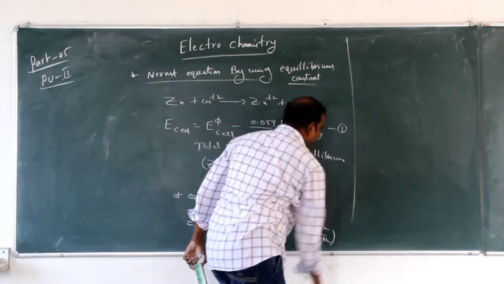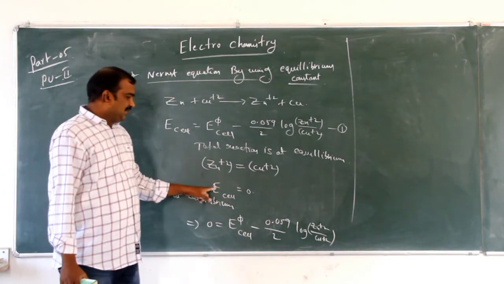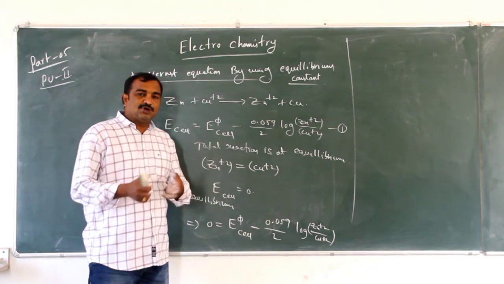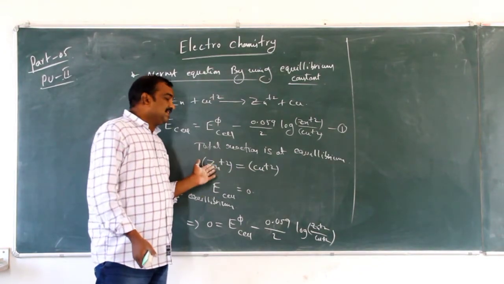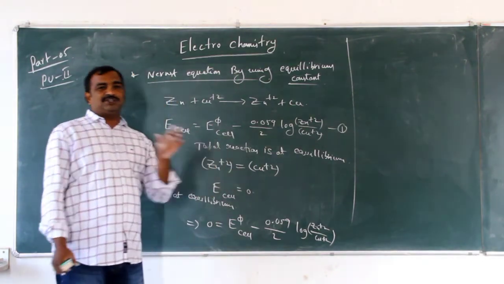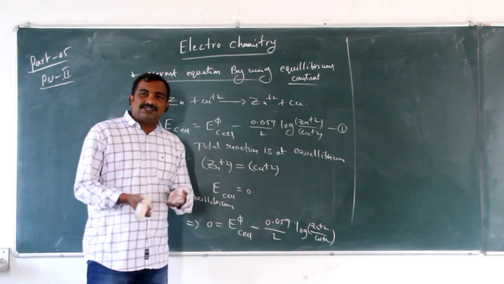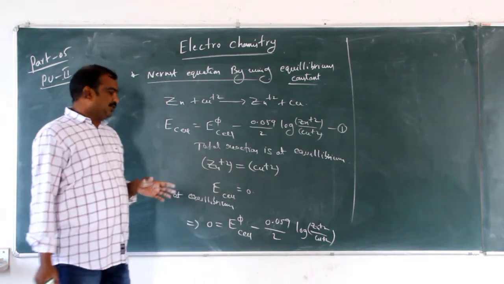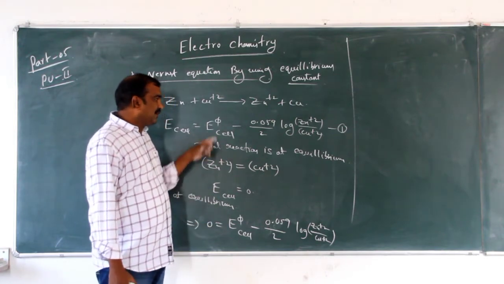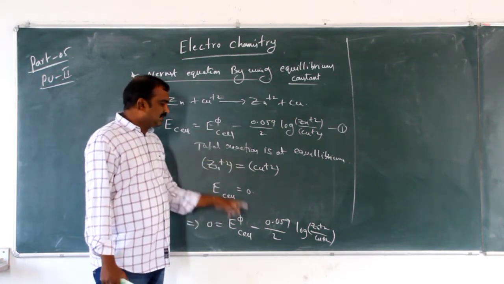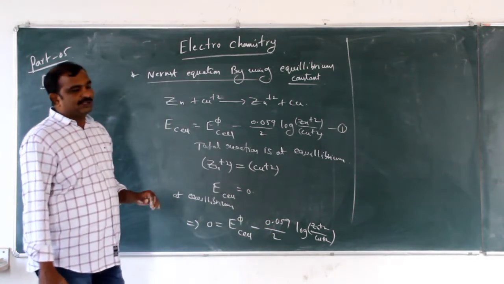So at equilibrium, E cell is equal to 0. At equilibrium there is no passage of voltage. Why? Because Zn plus 2 concentration is equal to Cu plus 2 concentration. So automatically there is no passage of voltage, meaning E cell becomes 0. If you substitute this 0 value in 1, 0 is equal to E naught cell minus 0.059 by 2 log of Zn plus 2 by Cu plus 2.